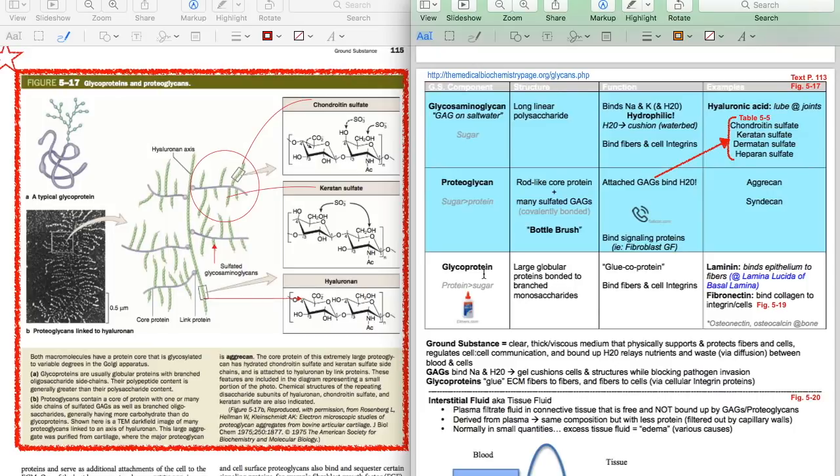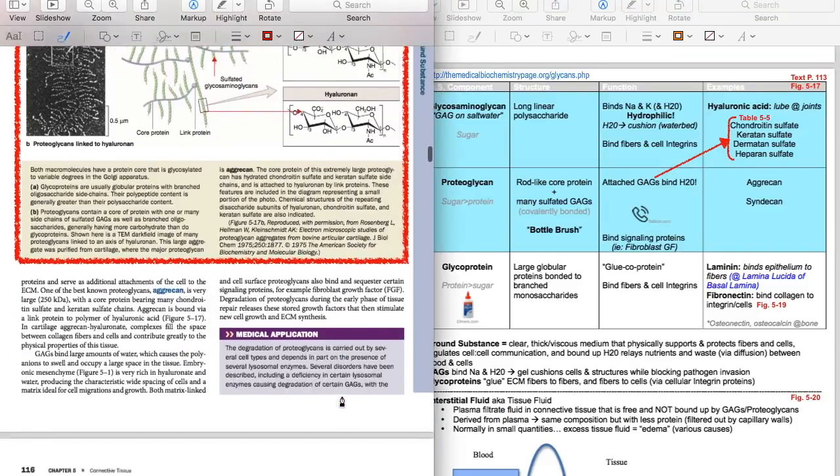Now, coming down to glycoprotein, this whole row is white because I call glycoprotein glucoprotein. Glucoprotein. It is mostly protein with less sugar. Come over here to the picture. A typical glycoprotein is a globular protein arrangement with a little sugar attached to it. And it binds things together. It sticks things together. It binds fibers and it binds cell integrins.